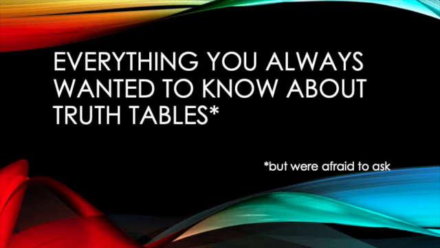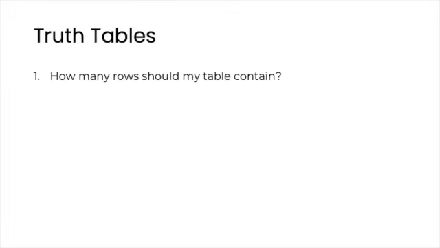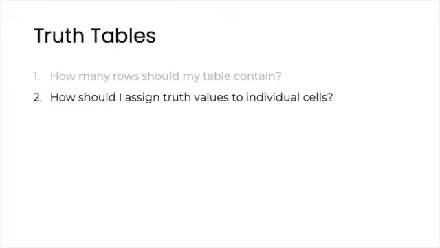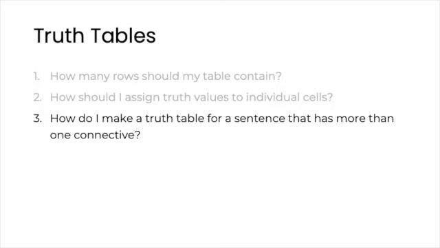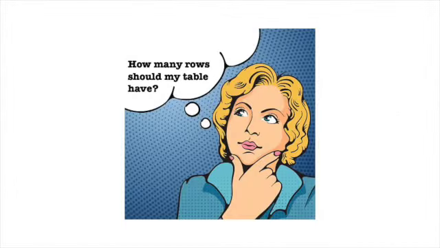On the other hand, if you're struggling with truth tables, or if your truth tables end up having 5 or 7 rows, or if you don't quite know how to fill the cells with T's and F's, then this is for you. So how shall we proceed? We'll go through each of a series of 3 questions. They are: how many rows should my table contain? How should I assign truth values to individual cells? How do I make a truth table for a sentence that has more than one connective? So, let's start with the first question.